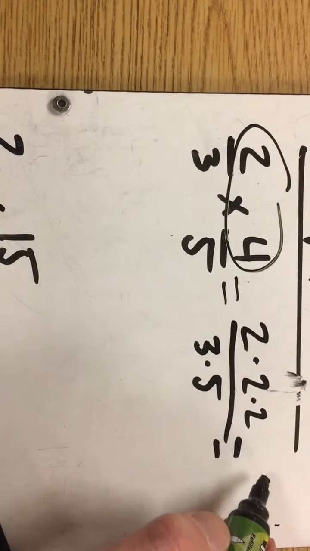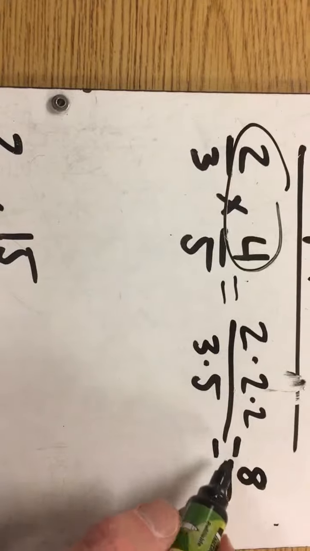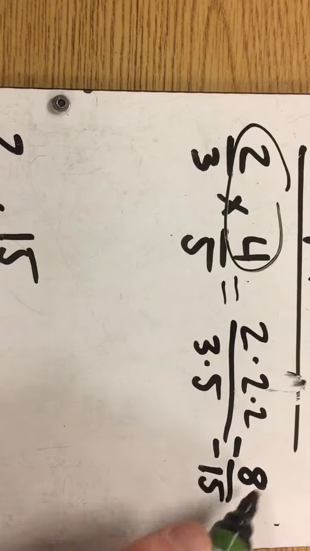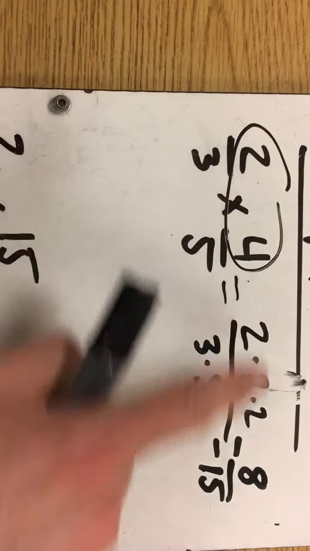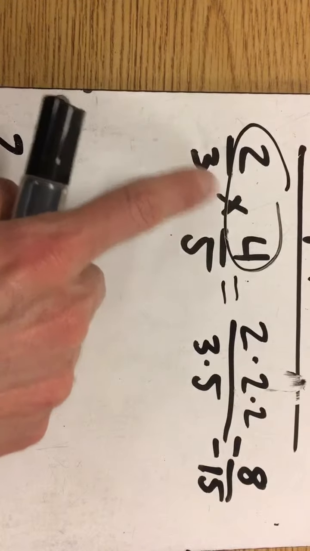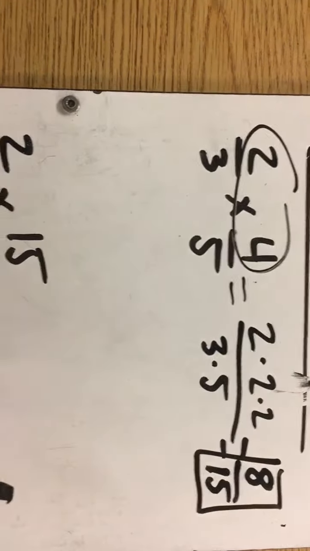2 times 2 times 2 for the numerator is 8, and on the bottom it's going to be 3 times 5, which is 15. So we really can't simplify. And that's how we multiplied. 2 times 4 is 8 for the numerator, 3 times 5 is 15 on the denominator. So the answer would be 8/15.